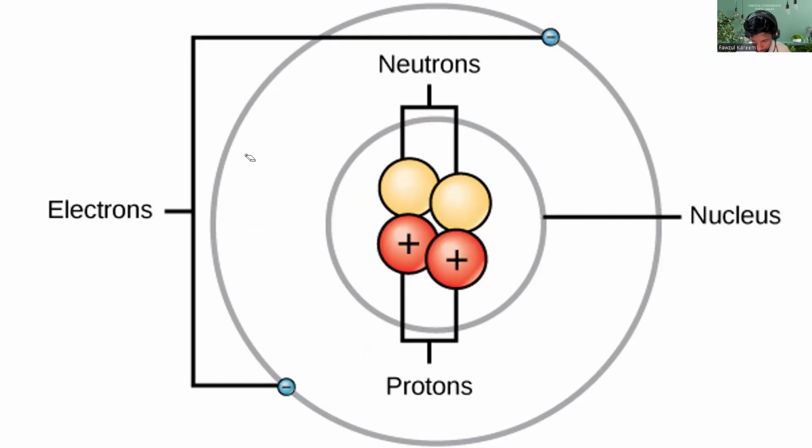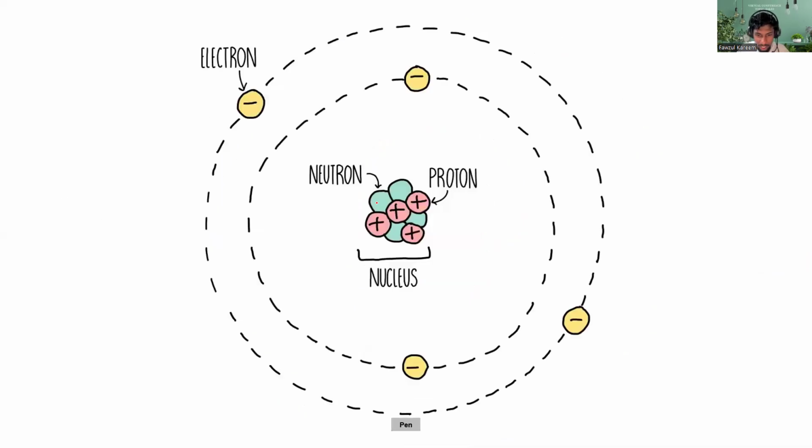Now another image is here. Neutron no charge, proton positive charge, and the area is called the nucleus. And electrons are there, rotating around the nucleus.